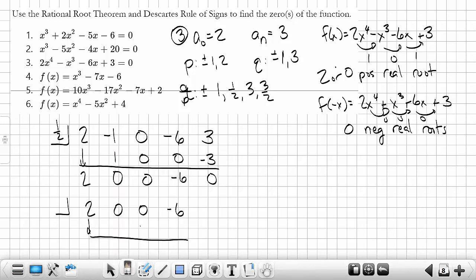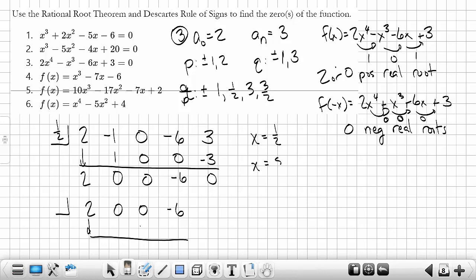So I'm wrong here. All right, so I went through every option. We did 1, 1 half, 3, and 3 halves. None of those work. So 1 half is our positive real root. x equals some other positive real number. It's not rational. Remember, the rational root theorem states that if rational roots exist, they are one of those.